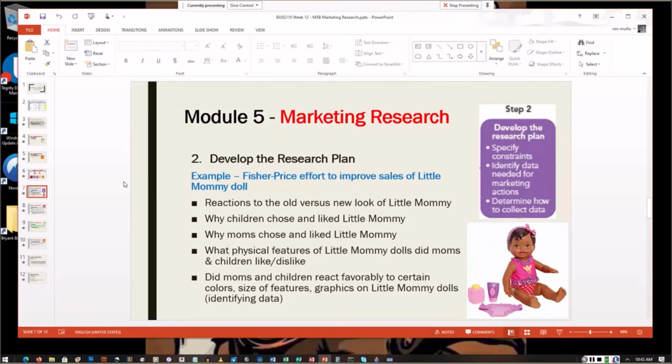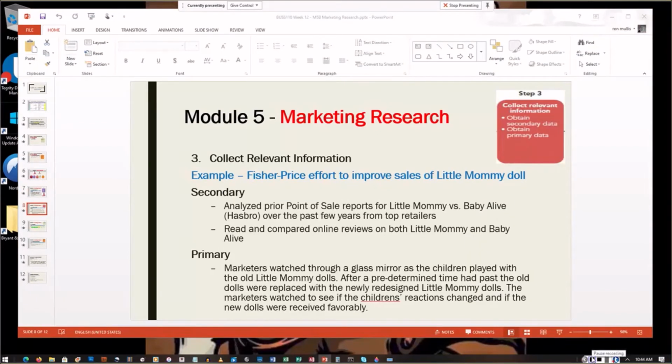The other constraint, which was not really a big constraint, was cost. But it wasn't a major constraint, but the team knew that they could only make so many prototypes of the new doll before it got too expensive. So again, this is the part of determining the constraints part. Any questions?